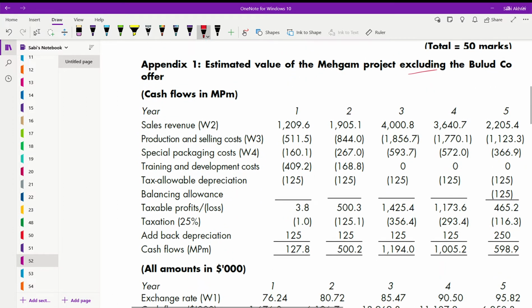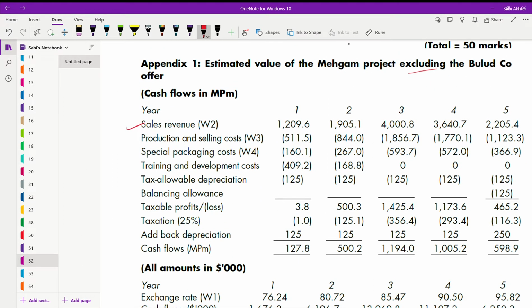So here also if you see sales revenue, production and selling cost, special packaging cost. Sometimes you have special packaging cost. For them also it's a working. Training and development cost. If you see training and development cost here, but it is 000. Tax allowable depreciation. You keep on deducting. Here you have a balancing allowance. Why? Why is it?